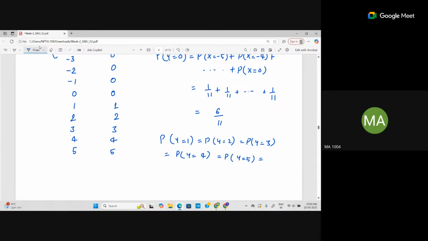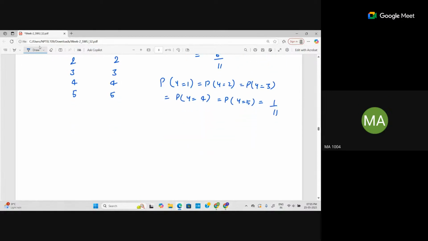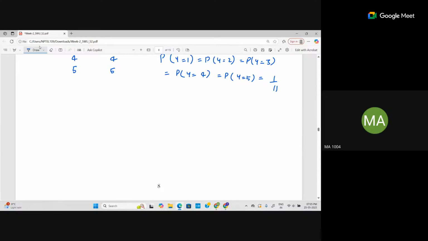And it will be equal to 1 by 11. Okay. So if you write the PMF of y, it will be 0 and then 1, 2, 3, 4 and 5. So this will be 6 by 11, and the others are 1 by 11.